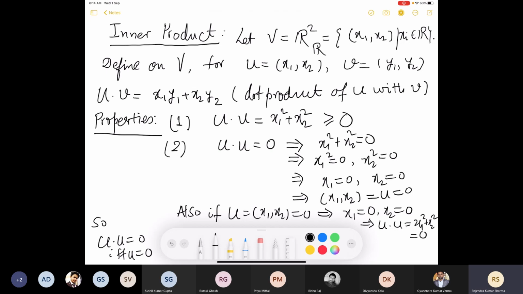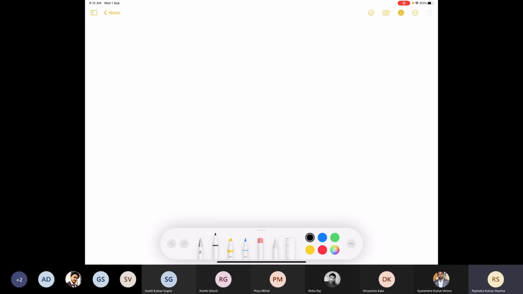You can also see that this is commutative. You take u dot v or you take v dot u, because v dot u will be y1 x1 plus y2 x2. Real numbers y1 x1 and x1 y1 are same, and so x2 y2 is same as y2 x2. So u dot v is same as v dot u.